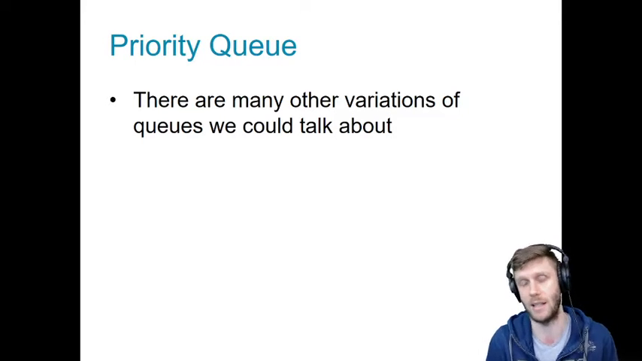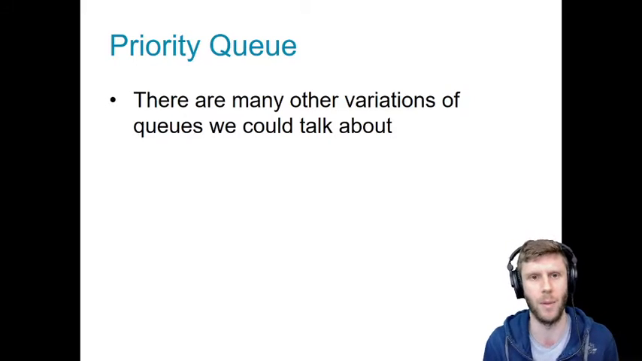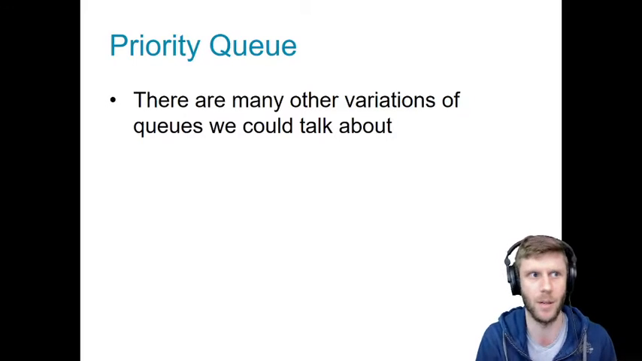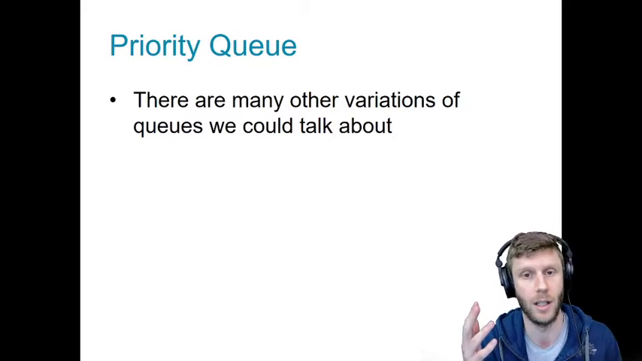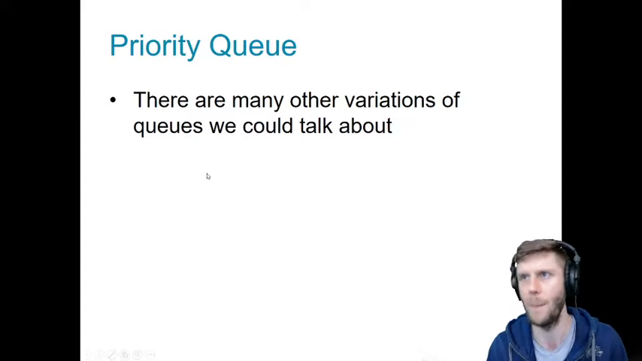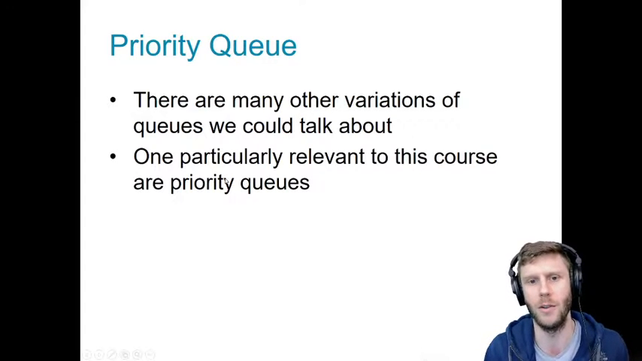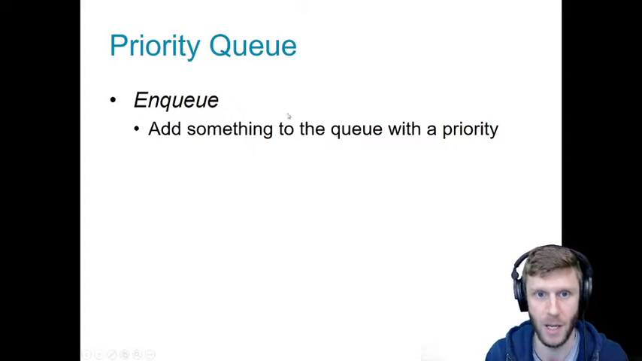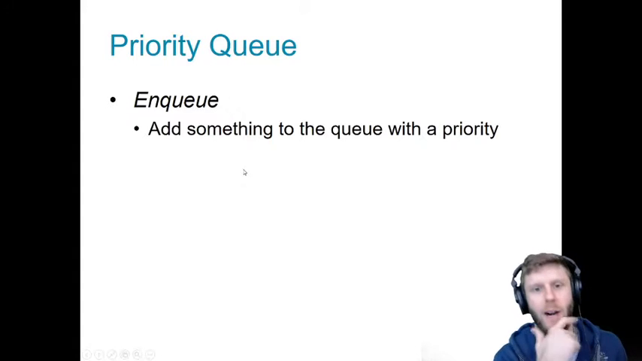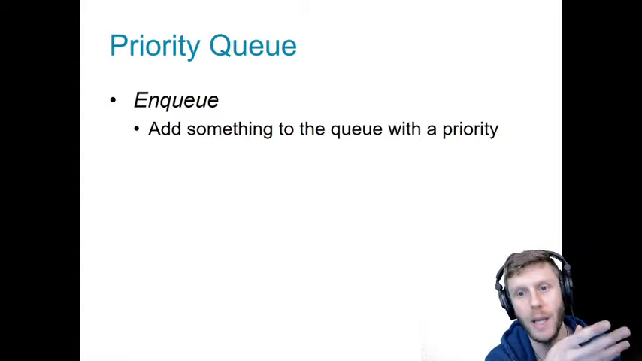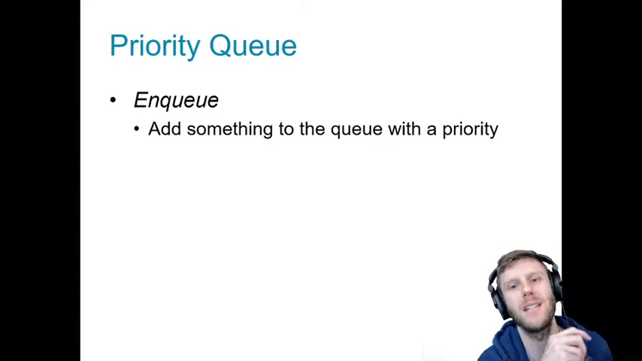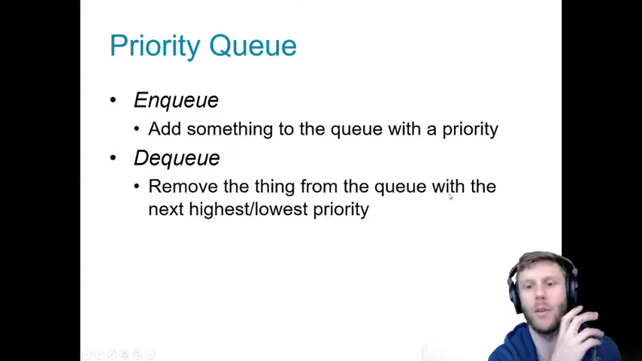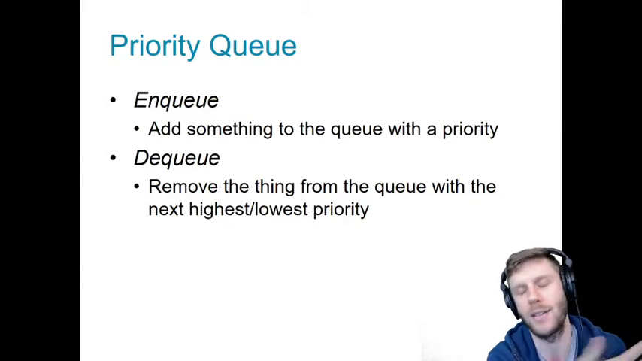And priority queues are fantastic, and there's a number of ways to implement them, but a very easy way is to implement them as like a queue, maybe a linked structure or maybe an array structure. We will talk about implementing an array queue in a moment. But the priority queue is going to be relevant because of assignment 3. So whenever we enqueue something in a priority queue, it goes in based on a priority. And then when we dequeue, we remove the thing from the queue with the next highest or lowest priority.